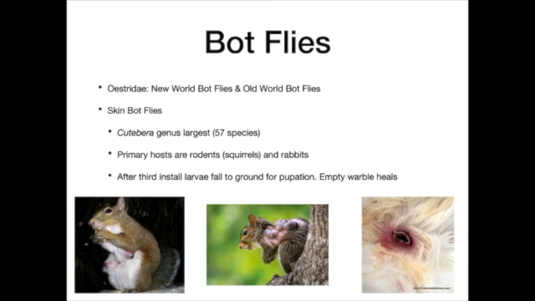Skin botflies, there's quite a few different species of them. You can see here we have some more of these cyst-like structures. You see these on squirrels, right? So we have botflies, and they have these large kind of scab-like coatings on the outside. The primary hosts are rodents, mostly rabbits and squirrels. And after the third instar larvae, they'll fall to the ground and they will begin pupation. The warble that contained the larvae will then start to heal up.